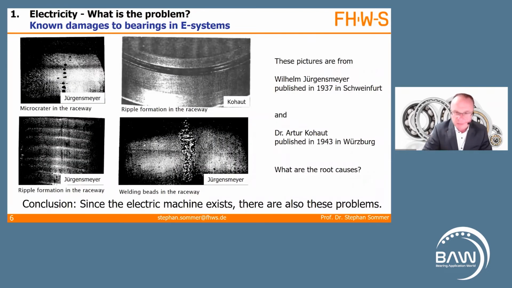If we go back in history, we see that our ancestors had the same problems. Here, Wilhelm Jürgensmeyer published micro craters, ripple formation, and welding beads in 1937 in Schweinfurt. This is almost 100 years ago. Or Mr. Kohaut published in 1943 in Würzburg a habilitation thesis on ripple formation. So since the electric machine exists, there are also these problems.